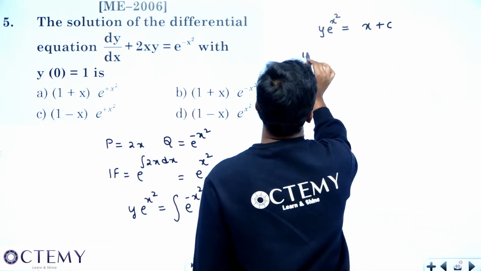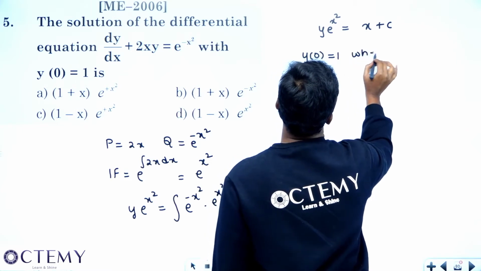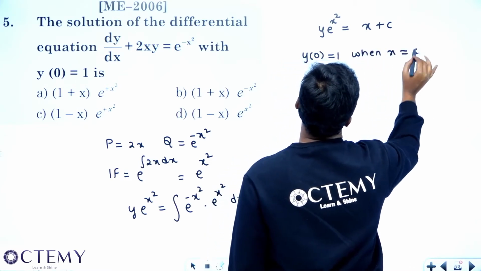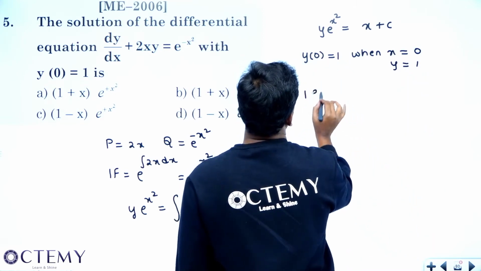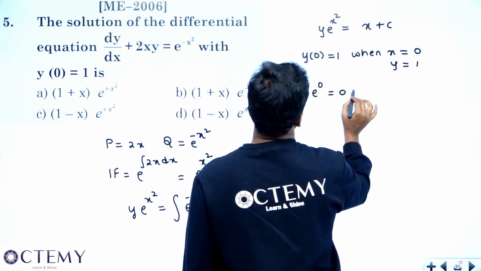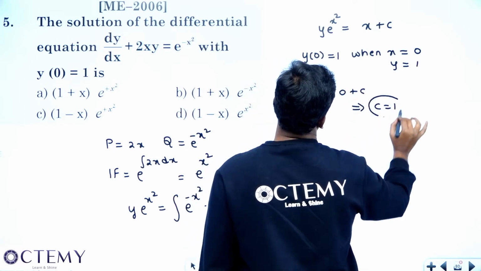The initial condition is y of 0 equal to 1. That means, what is the meaning of y of 0 is equal to 1, sir? When x is equal to 0, y will be equal to 1, right? That means 1 into e power 0 is equal to 0 plus c. Implies what's the value of c? The value of c is 1, right?